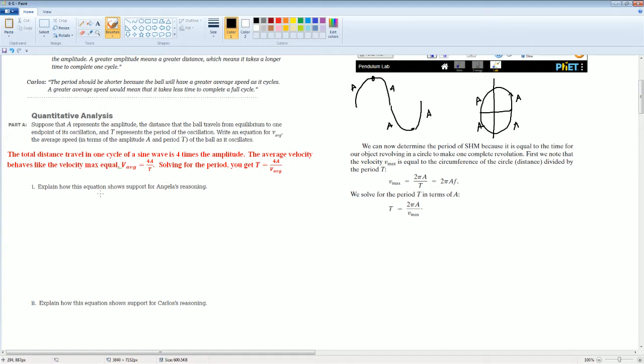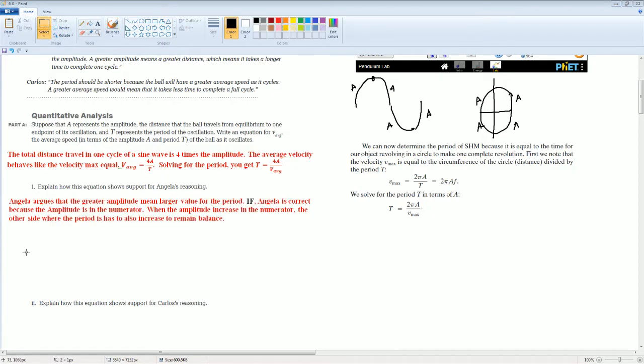All right, now using this equation, explain how the equation supports Angelica's reasoning. I would say that Angelica argues that the greater amplitude means a larger value for the period. If Angelica is correct, that means because the amplitude is in the numerator, it's on top, right? When the amplitude increases in the numerator, the other side, where the period is, also has to increase to remain balanced.